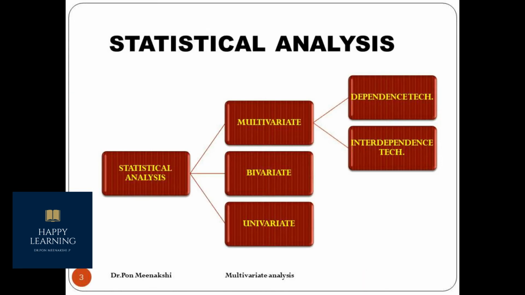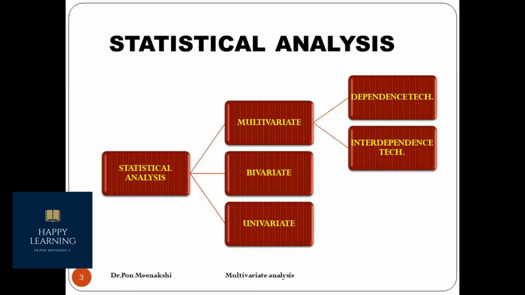In statistical analysis, it is divided into three broad categories: univariate, bivariate, and multivariate. Univariate, where only one variable at a time is examined for generalization. Bivariate, the name itself gives the meaning: there are two variables at a time examined for generalization. Multivariate, there are two or more variables at a time examined for generalization.